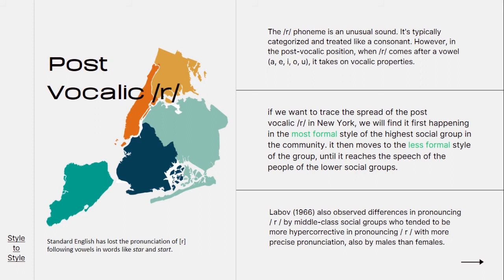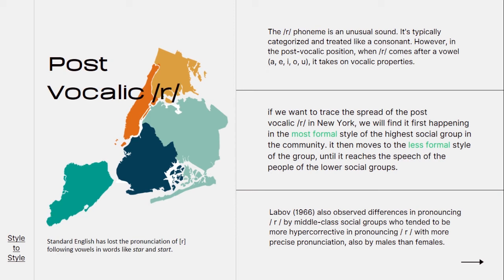When a change is a prestigious one, it usually starts at the top of the speech community, in the most formal style of the highest status group, and spreads downwards. For example, if we want to trace the spread of the post-vocalic R in New York, we will find it first happening in the most formal style of the highest social group in the community. It then moved to the less formal style of the group, and simultaneously, it also spread to the most formal styles of other groups, until it reaches the speech of the people of lower social groups. The change gradually spreads from style to style and from group to group till it reaches completion.